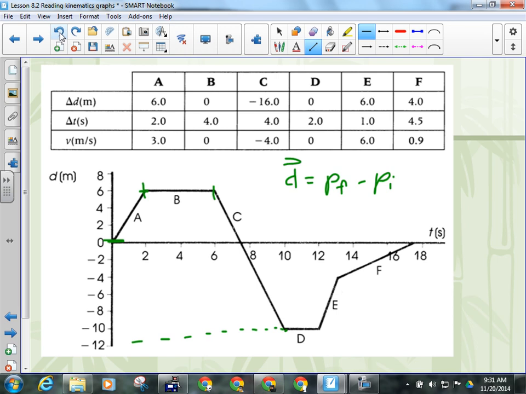Okay, in part E, we go from negative 10 to negative 4, right, so that would be positive 6. Okay, again, just do final position, negative 4, minus initial position, negative 10. You're going to get positive 6. Okay, and then obviously the displacement here goes from negative 4 to 0. All right, so its displacement would be positive 4 meters. Okay, what if I asked you to calculate the total distance traveled over the whole trip?